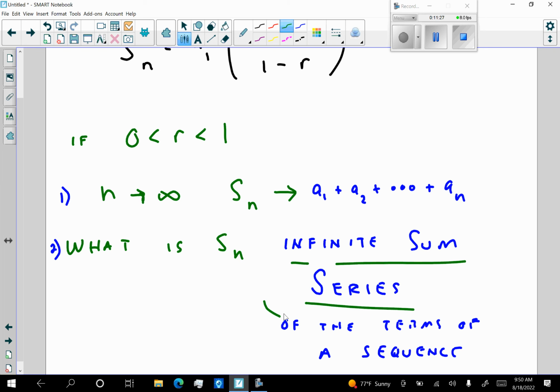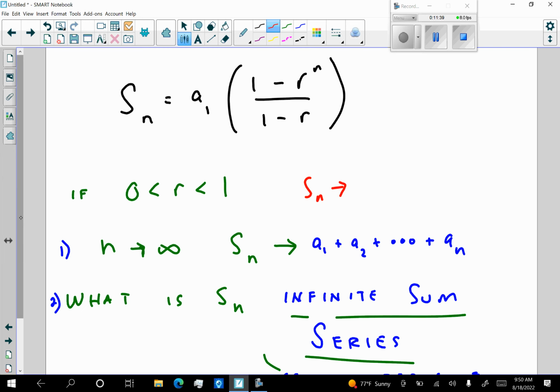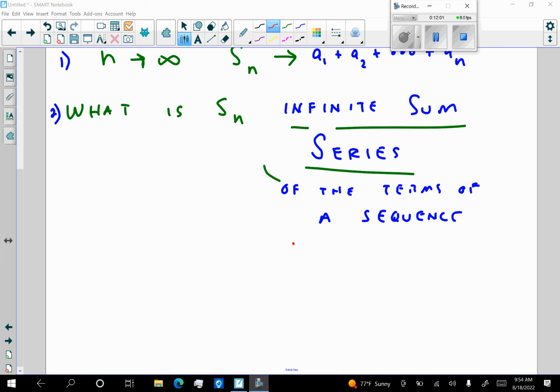Now my more important question is, as n goes to infinity, where does S sub n go? Here it is for a geometric series. As n goes to infinity, where does that go? And keep in mind, r is between 0 and 1. Don't shout it out if you know it. We talked about it, so you should know this. If r is between 0 and 1 and n goes to infinity, where does S sub n go?